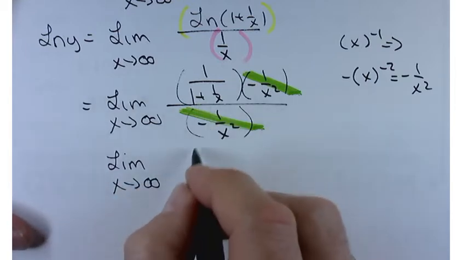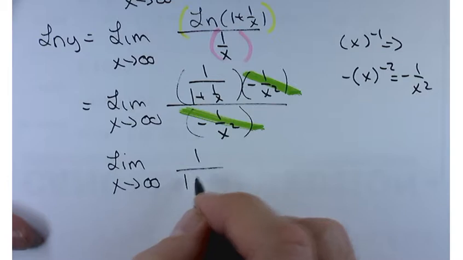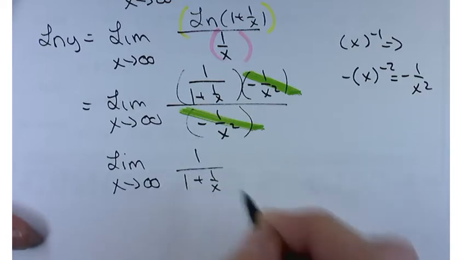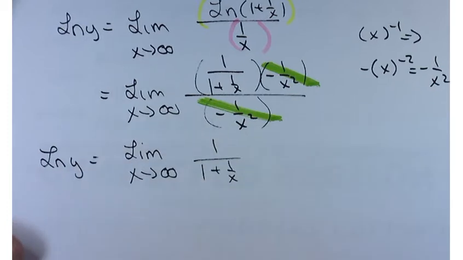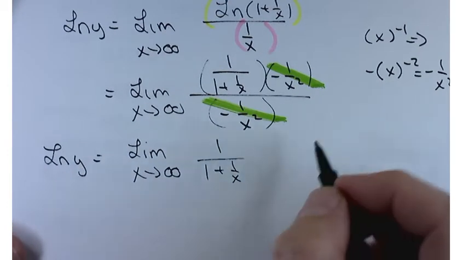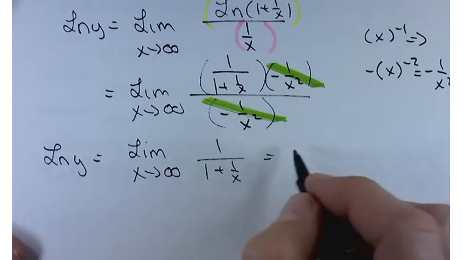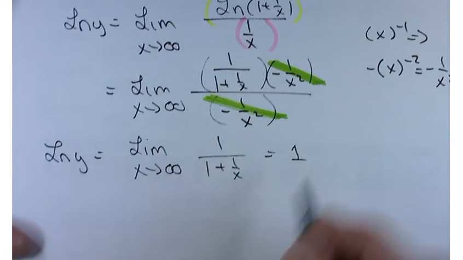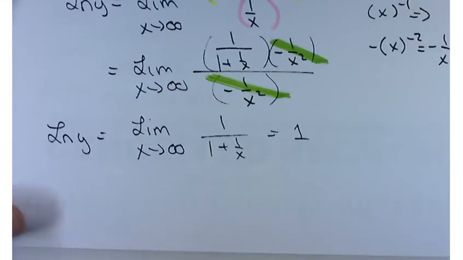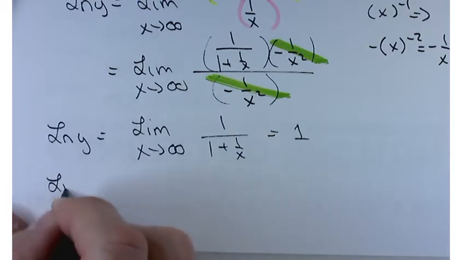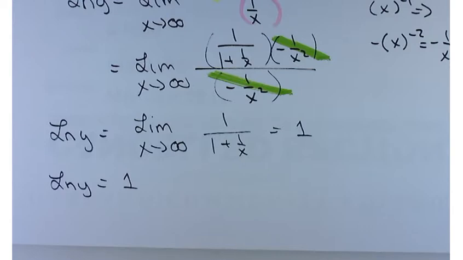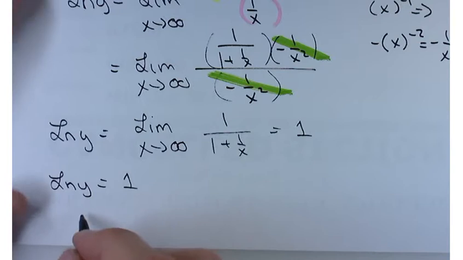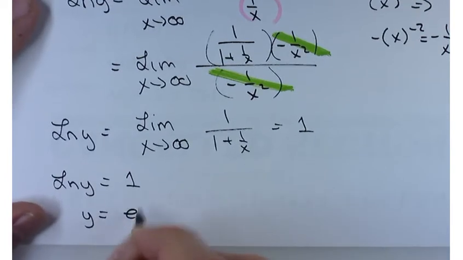So what we're left with is the limit as x approaches infinity of 1 over 1 plus x. Yeah, that limit is just 1. There's only one little drawback here. That's the natural log of y. I don't want the natural log of y. I want y. So what does y equal? e to the first power.